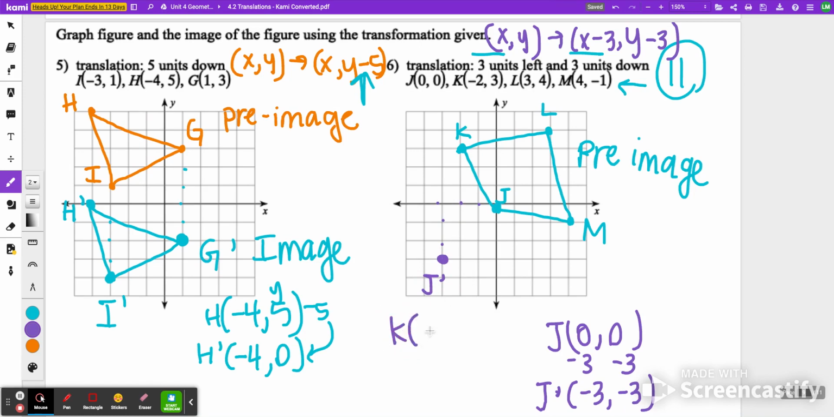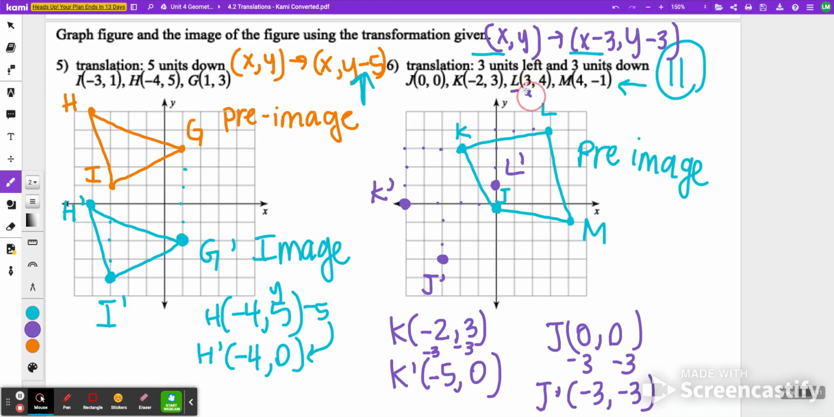If you wanted to do the same thing with K, -2, 3 is where it's at now. So K prime, I would just subtract 3 from both of these numbers. -2 minus 3 is -5, and 3 minus 3 is 0. So I should end up at -5, 0. 1, 2, 3, 1, 2, 3. And I do. L prime, left 1, 2, 3, down 1, 2, 3.